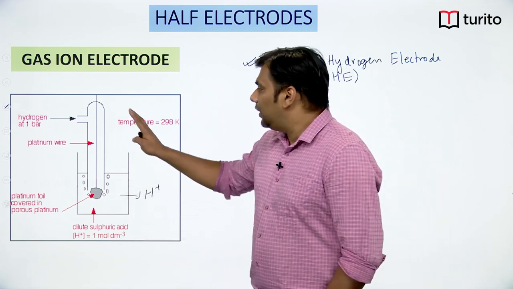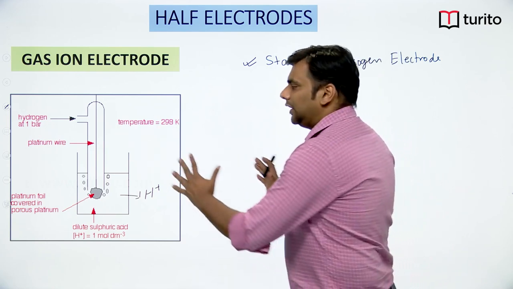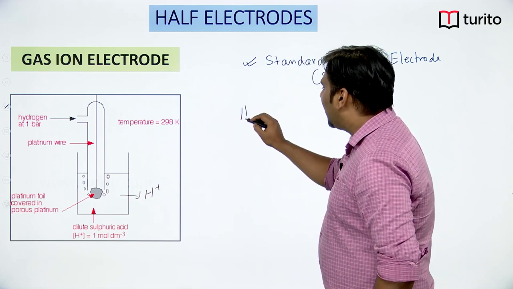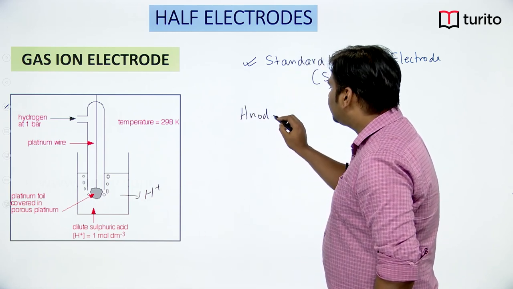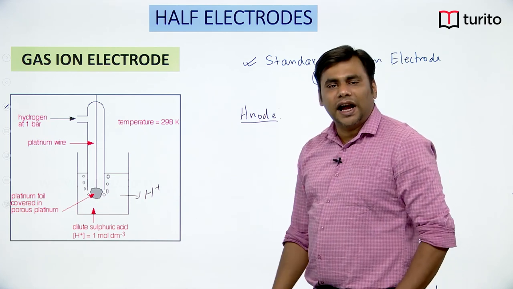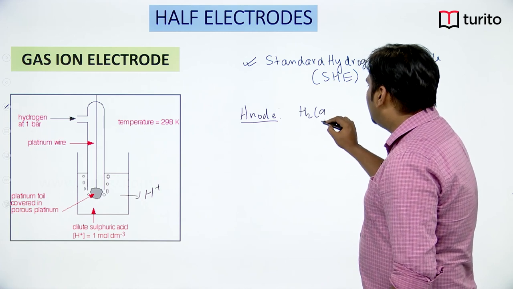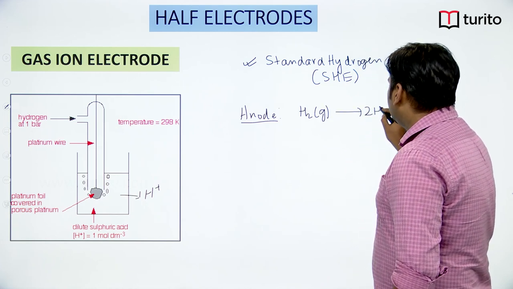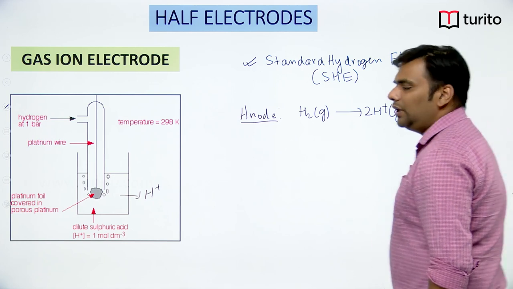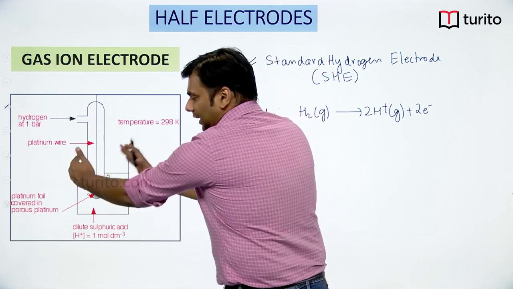If it is present in the anodic half, or this is acting as an anode, just remember the convention that we did yesterday. If it is acting as an anode, it has to undergo oxidation. So hydrogen gas would undergo oxidation, forming H plus ions, and electrons would be evolved. Now, if it is an anode, we know that it would be on the left hand side.